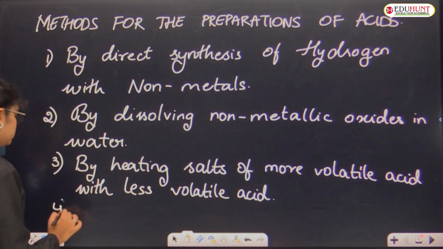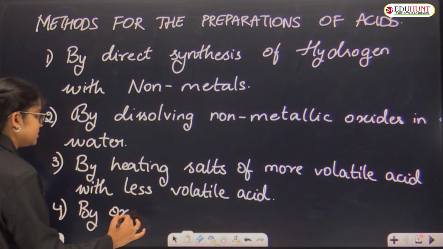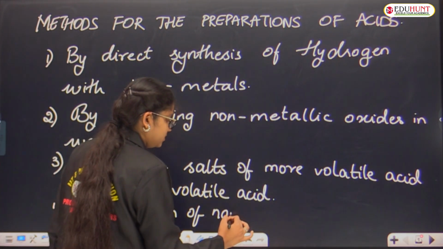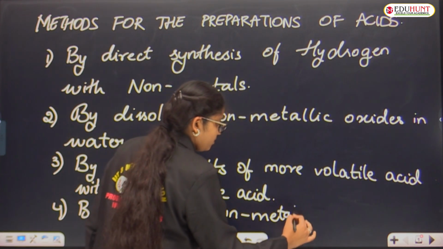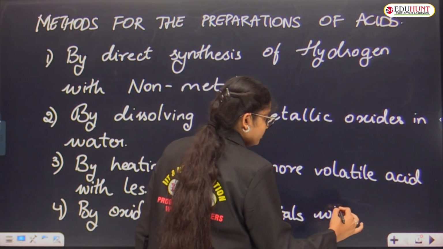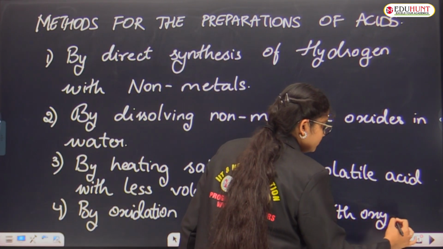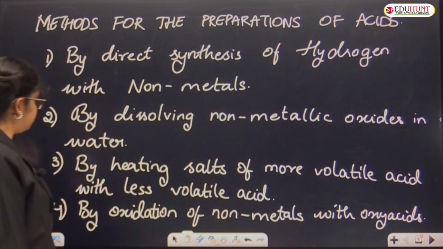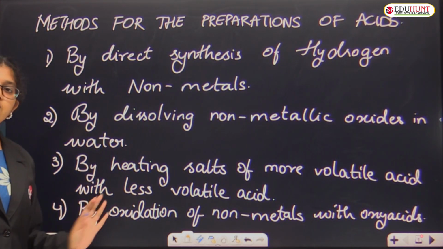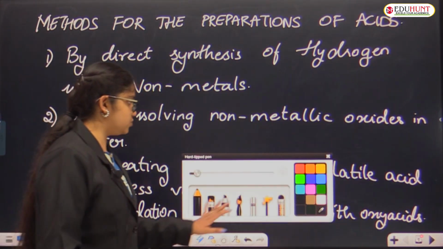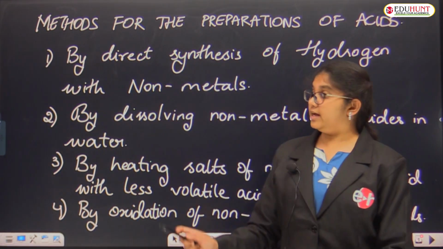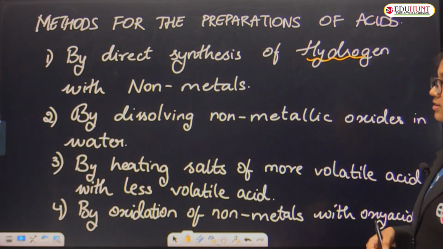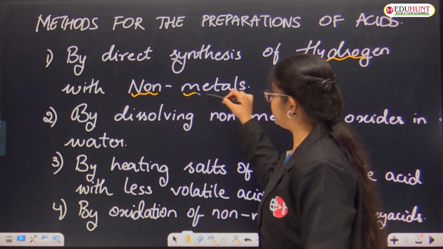Now, the fourth one, the last one, is by oxidation of non-metals with oxyacids. These 4 are the main methods for the preparation of acid. One by one, what's the first one, children? The first one is by direct synthesis of hydrogen with non-metals. This is the first method.